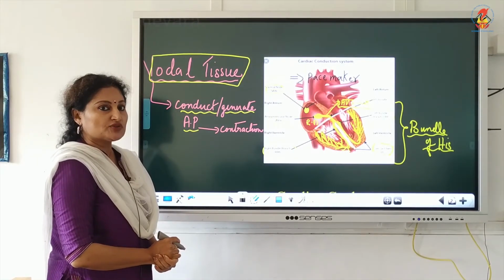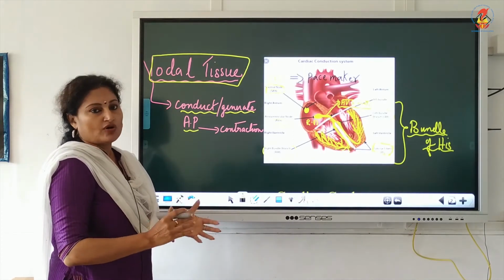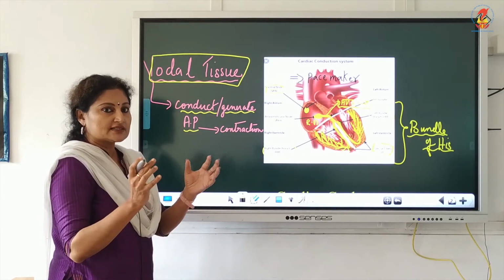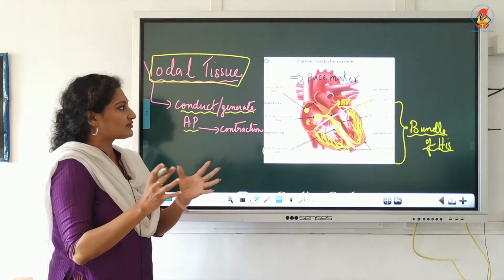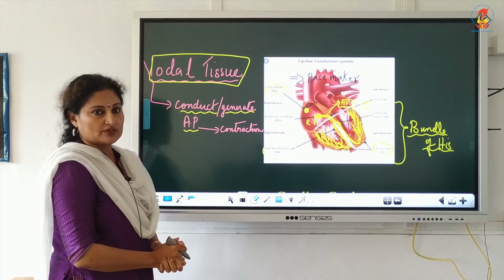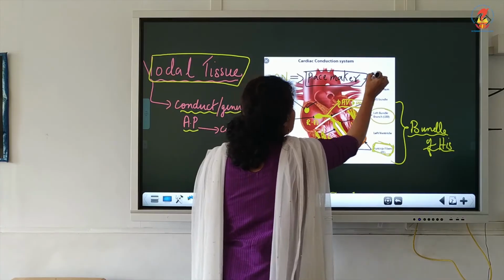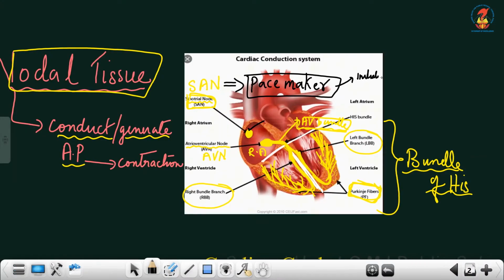And not only that, it is also responsible for the rhythmic contractile activity of the heart. The heart has a rhythm. This contraction and relaxation has a rhythm. That rhythmicity is maintained by the SA node. So the SA node is called the pacemaker because of two reasons. One, it initiates the action potential or the heartbeat, and second, it maintains the rhythmic contractile activity of the heart.